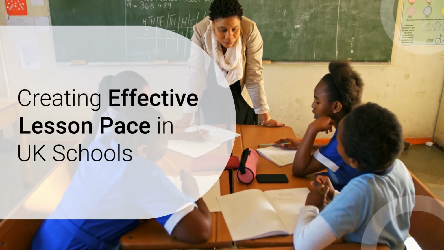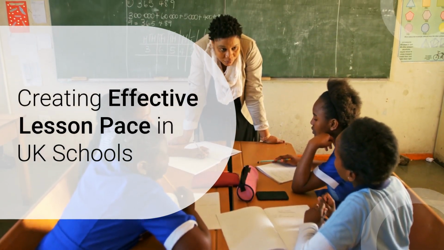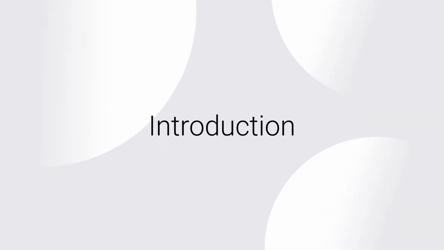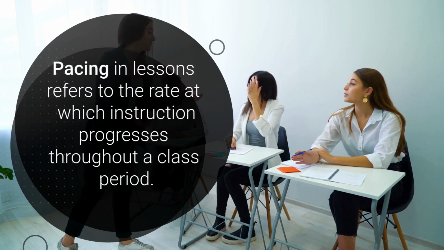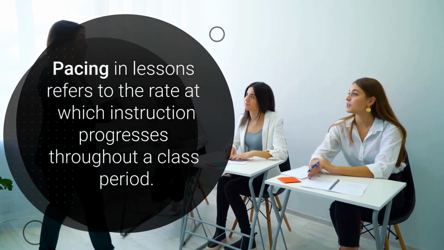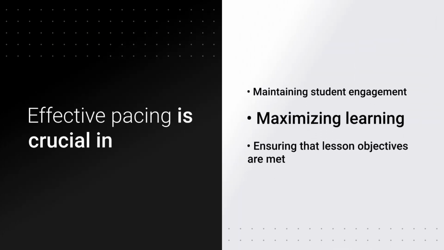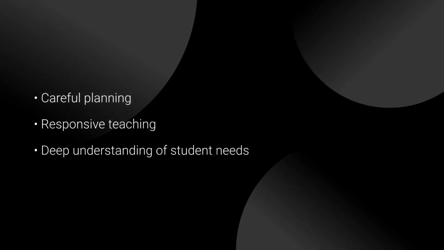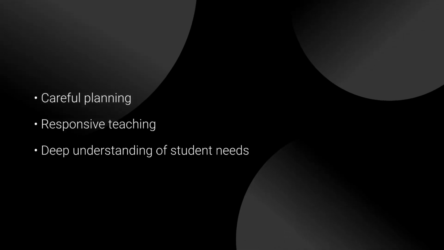Creating effective lesson pace in UK schools. Introduction. Pacing in lessons refers to the rate at which instruction progresses throughout a class period. Effective pacing is crucial in maintaining student engagement, maximizing learning, and ensuring that lesson objectives are met. In UK schools, creating an appropriate pace requires careful planning, responsive teaching, and a deep understanding of student needs.